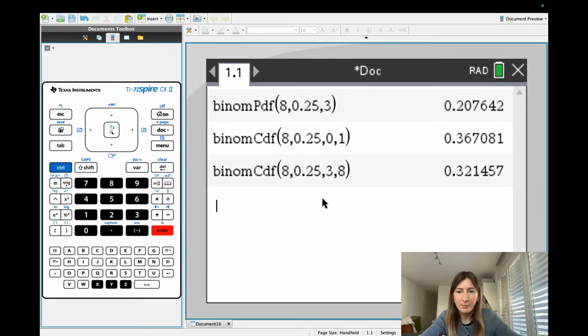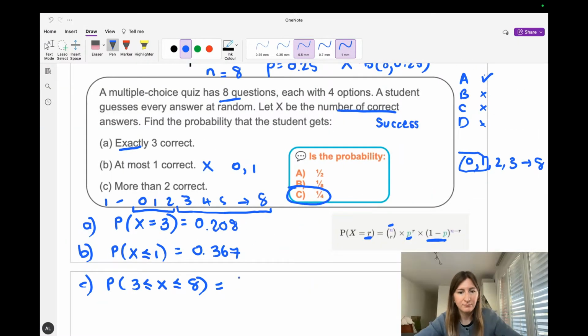All right, and we get 0.321. What a nice answer. 0.321. All right, and there we go.